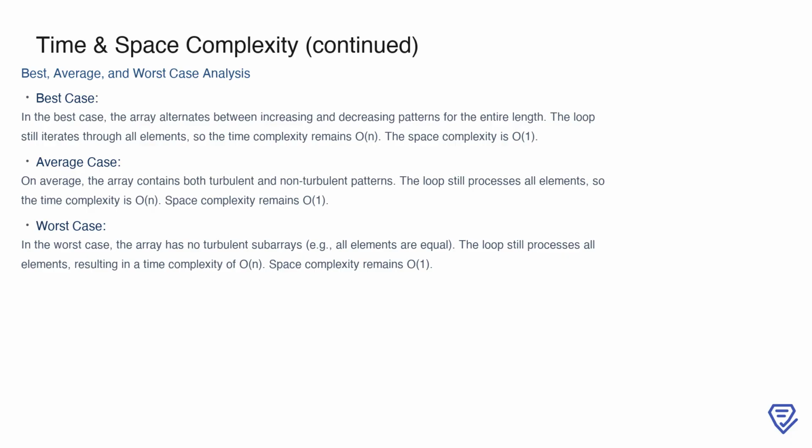In the worst case, where the array has no turbulence at all, such as when all elements are equal, the loop still iterates through the entire array, yielding the same time complexity of O(n) and space complexity of O(1).